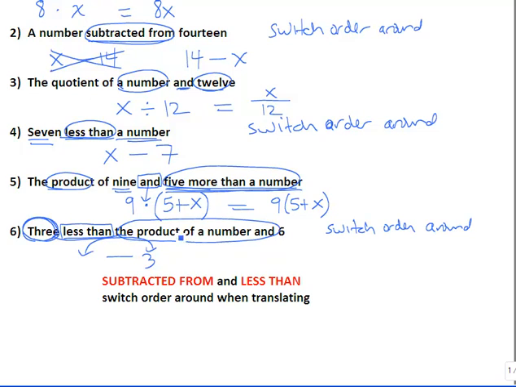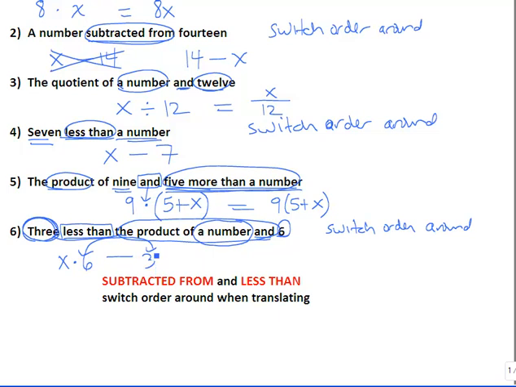Now, this phrase that comes after the words "less than" is a whole expression in and of itself. So the product of a number and 6, well, product means multiply. And what are the two things that we're multiplying? Look for that word "and." The word that comes in front of that word "and" is our number, which is x. And the number that comes after the word "and" is 6. So we want to multiply x and 6. So x times 6 minus 3. So 3 less than the product of a number and 6 becomes x times 6 minus 3.